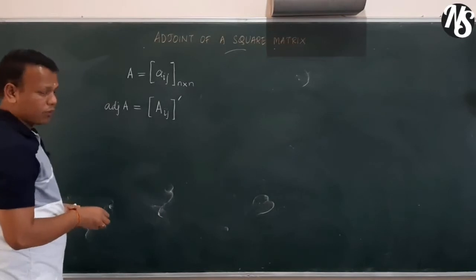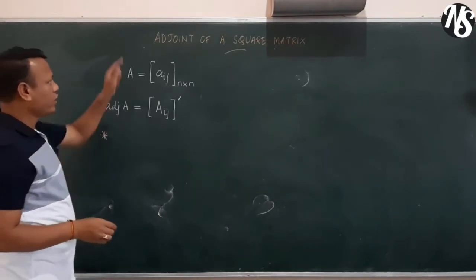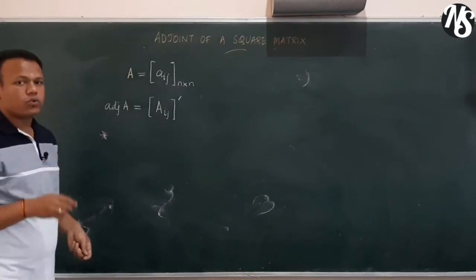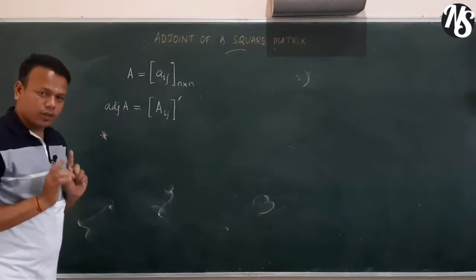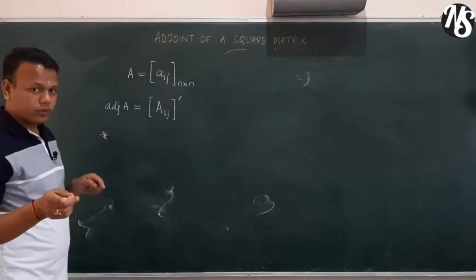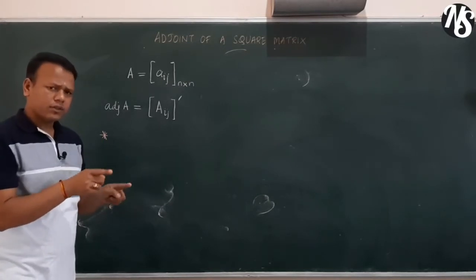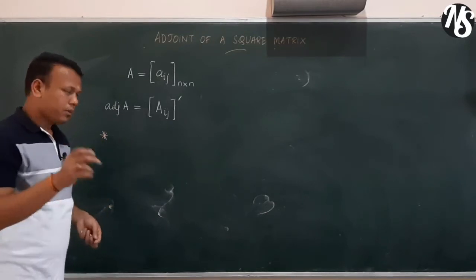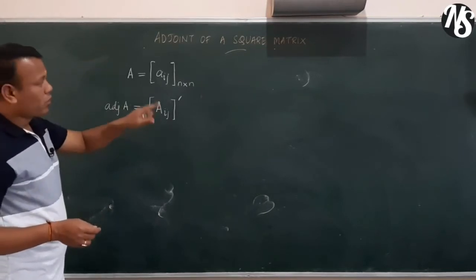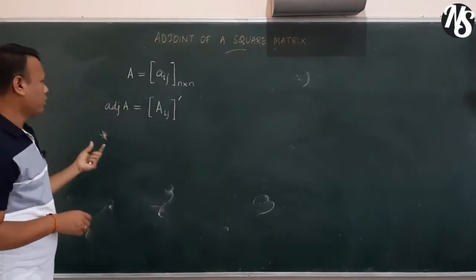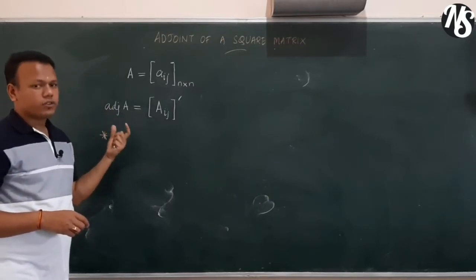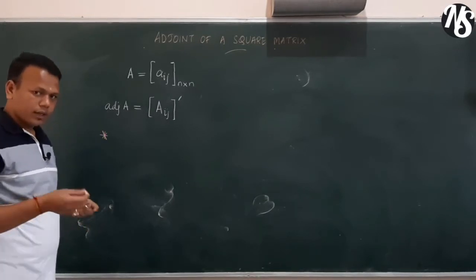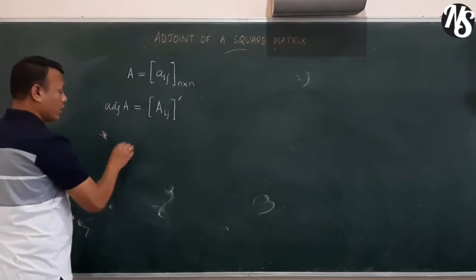A few more things I want to add here. Where do we use the adjoint of a matrix? We use the adjoint of a matrix in order to find the inverse of any matrix. In the chapter of matrices, you learned how to find the inverse of a matrix using elementary operations, either row operations or column operations, isn't it? But here in the chapter of determinants, you also learn about finding the inverse of a given matrix, but there you have to make use of the concept of the adjoint of a matrix.